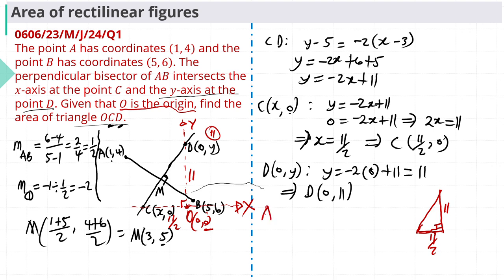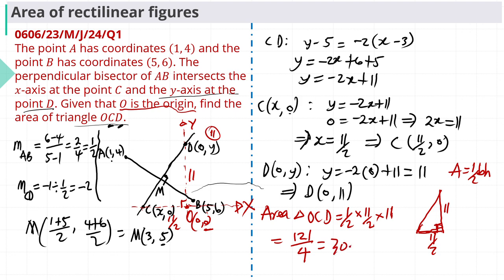So the area of triangle OCD is half multiplied by the base times the height. It's a right angle triangle, so you can use the formula area equals half base times height, where the height and the base meet at 90 degrees. So this gives 121 divided by 4, which in turn gives 30.25 square units. This is the area of triangle OCD.